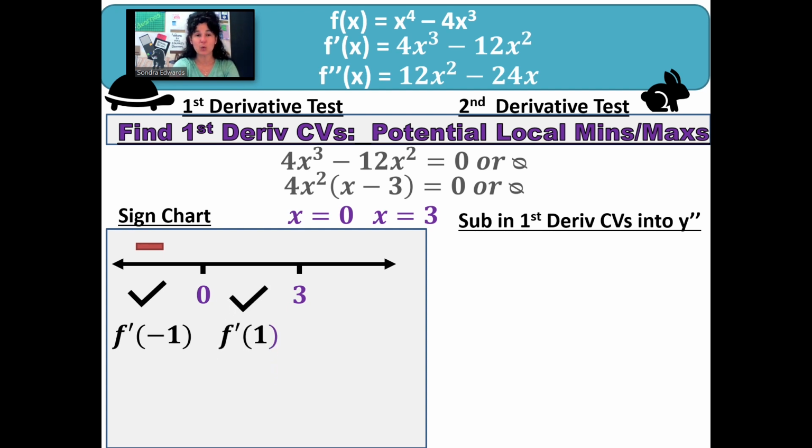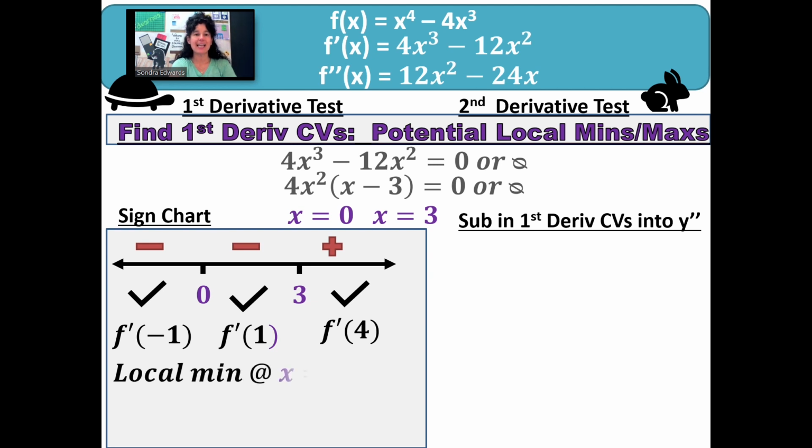Then I selected 1 because it's between 0 and 3. Substituting 1 back into that first derivative, I end up getting a negative answer. And then I picked a number to the right of 3, which was 4. I substitute 4 back into the first derivative and I get out a positive answer. So now to interpret that sign chart, there is a local minimum at x equals 3.